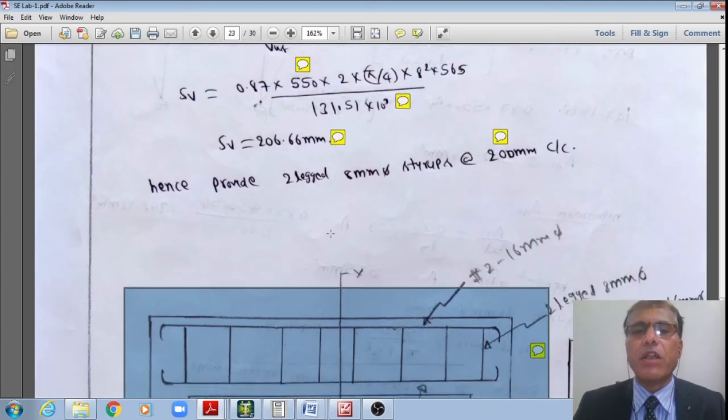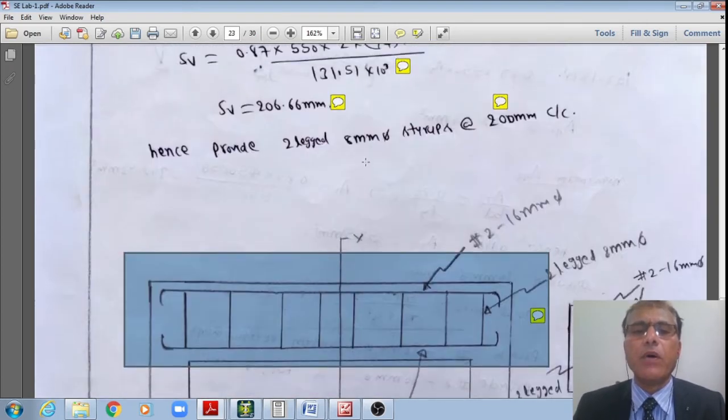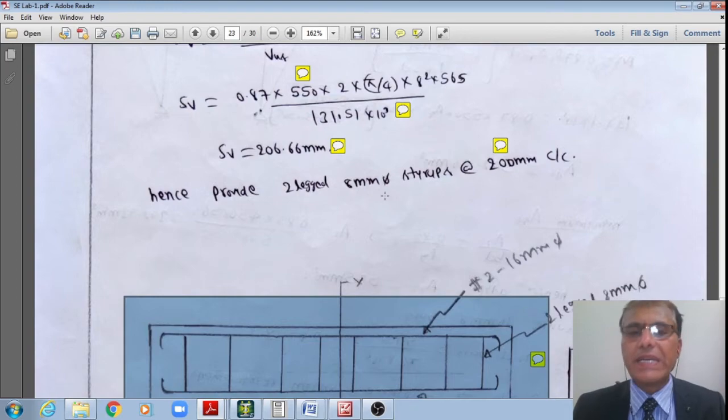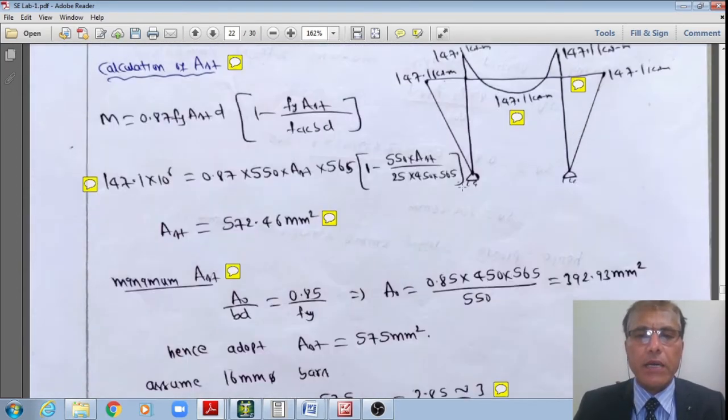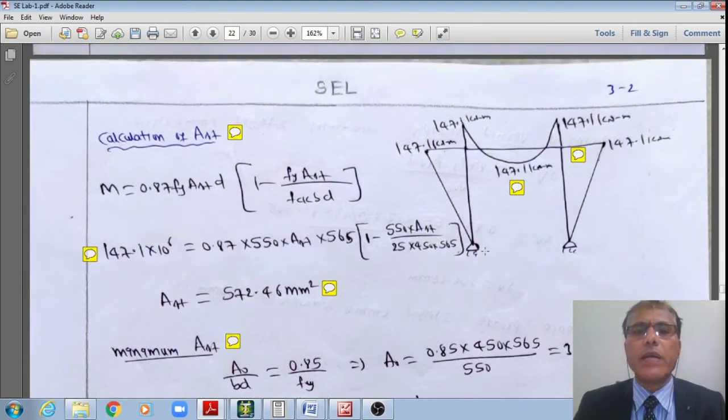Once I see this, similarly the design of the column can be done. However, so far we have seen the designs using manual calculation. Now let me go to the STAAD modeling, student, at a quicker pace.